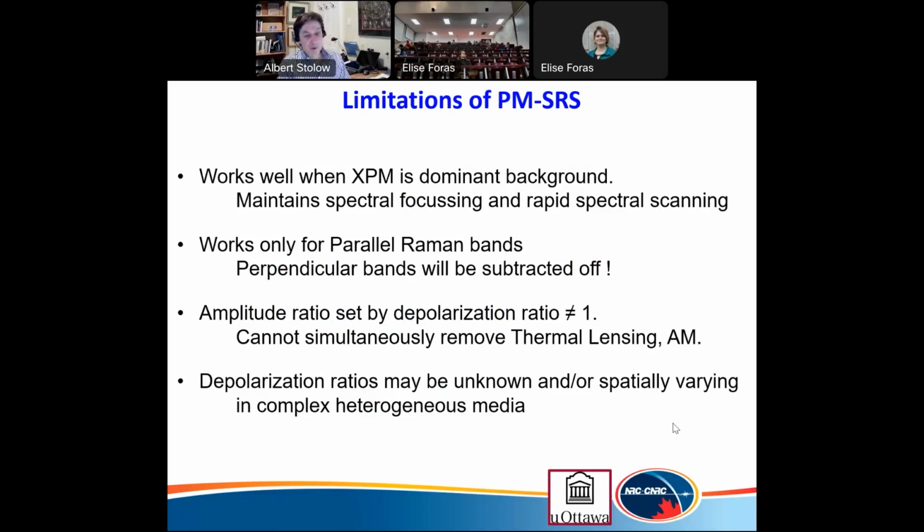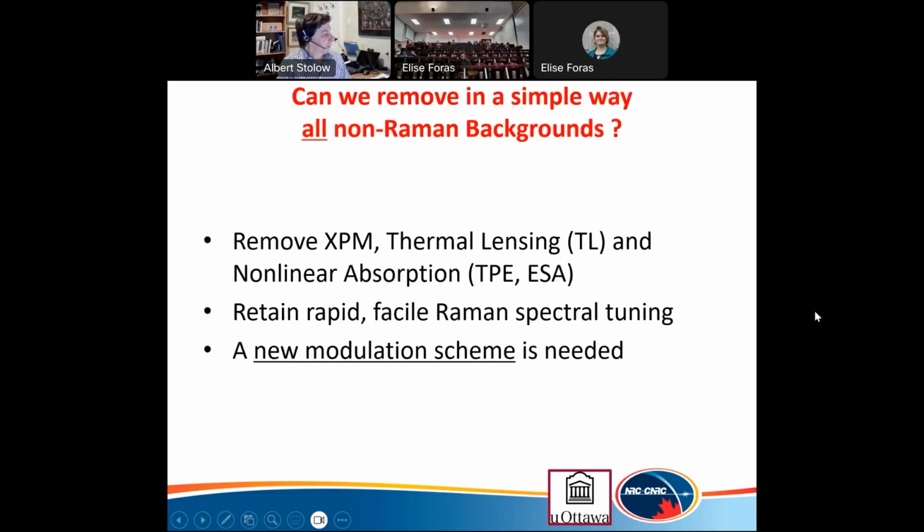So we would like to find a more general solution than this polarization modulation. So my question is, can we remove in some simple way all of these non-Raman backgrounds? Can we remove the cross-phase modulation, the thermal lensing, and the nonlinear absorption? But we don't want to pay a big price. We would like to keep the very nice, easy Raman spectroscopy that we developed, this spectral focusing, this tuning just by changing the time delay. These are very nice features. And so we would like to keep that because that's a big advantage.